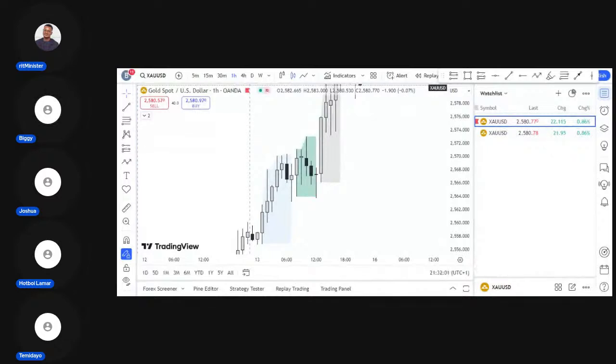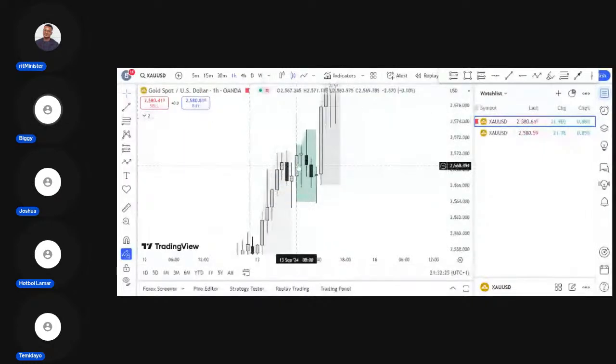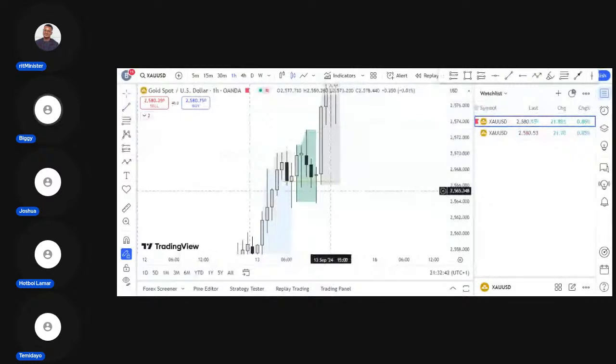Hello, I can hear you. I was saying that an example is today's price action on the 1 hour time frame. If I wanted to know that this price will probably change direction now, this is a 1 hour zone. On the 1 hour, you mark the zone like this. This is a 1 hour zone.